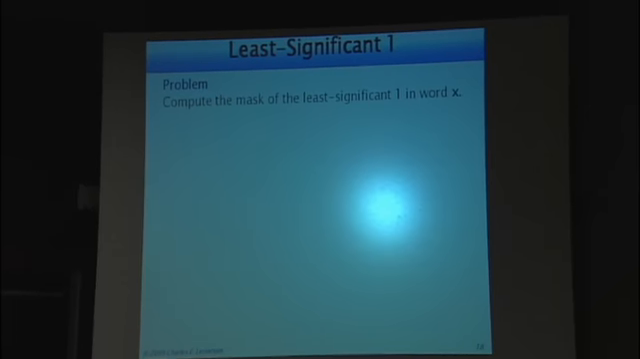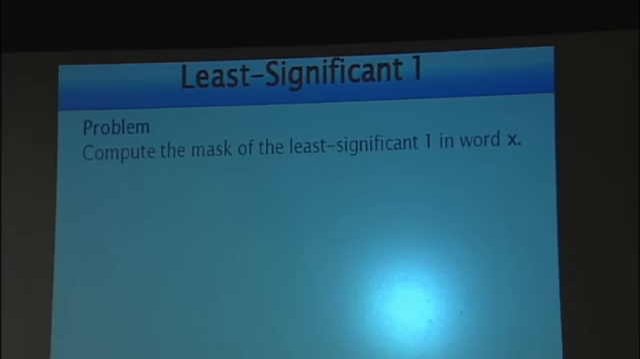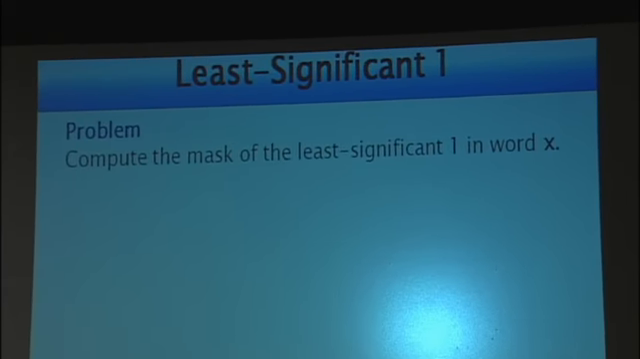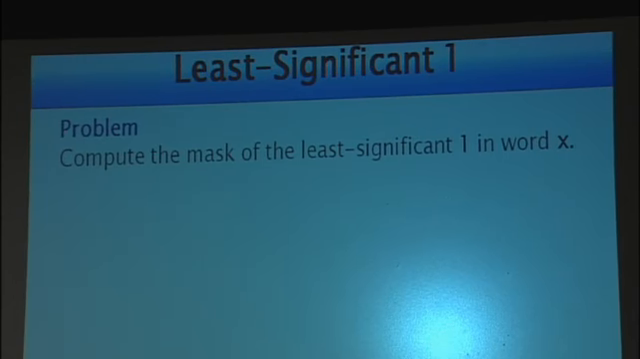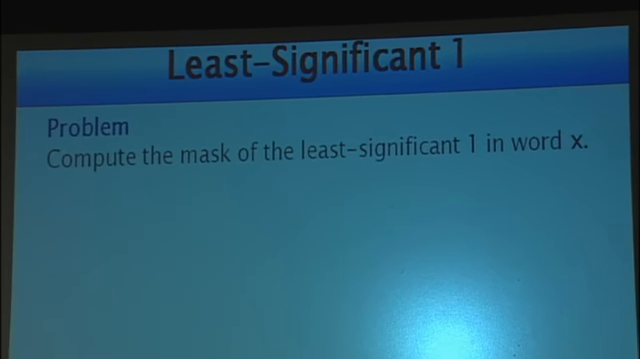Okay. How about computing a mask of the least significant 1 in a word? I want a mask which is the word that's all zeros except for a 1 in the least significant 1 bit. Any ideas how to do that?